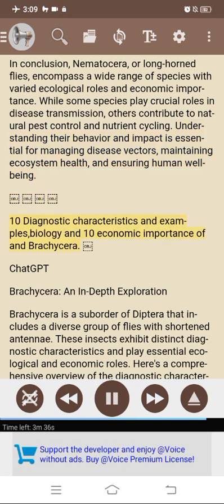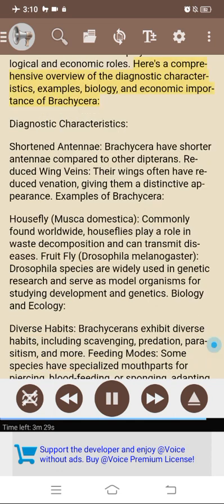Ten diagnostic characteristics and examples, biology, and ten economic importance of Brachycera. Brachycera: an in-depth exploration. Brachycera is a suborder of Diptera that includes a diverse group of flies with short antennae. These insects exhibit distinct diagnostic characteristics and play essential ecological and economic roles. Here's a comprehensive overview of the diagnostic characteristics, examples, biology, and economic importance of Brachycera.